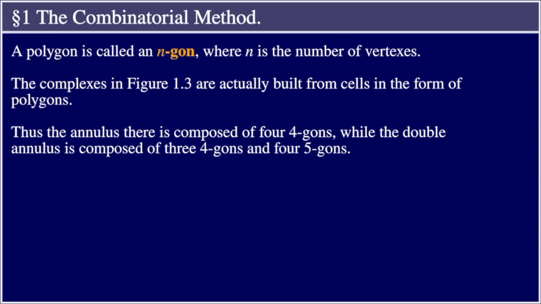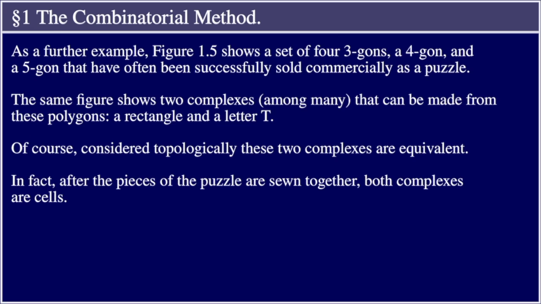A polygon is called an n-gon, where n is the number of vertices. The complexes in Figure 1.3 are actually built from cells in the form of polygons. Thus, the annulus there is composed of 4 fourgons, while the double annulus is composed of 3 fourgons and 4 fivegons. As a further example, Figure 1.5 shows a set of 4 three-gons, a fourgon, and a fivegon that have often been successfully sold commercially as a puzzle.